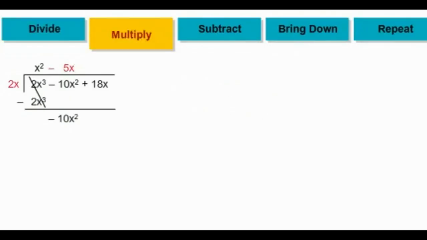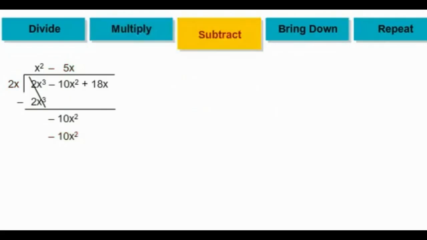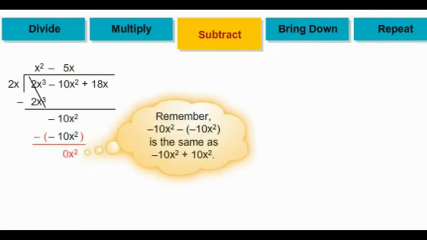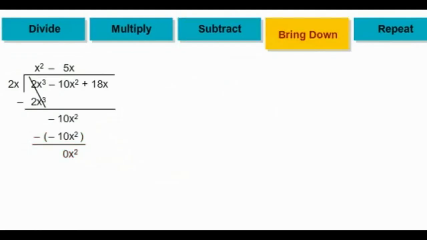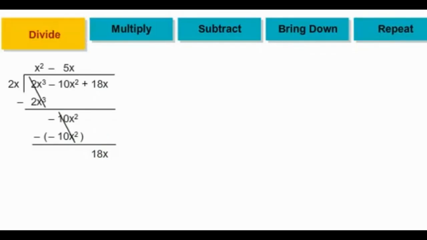Multiply. Negative 5x times 2x is negative 10x squared. Subtract. Negative 10x squared minus negative 10x squared is 0x squared. Bring down the next term. Again, you can remove 0x squared since it just has a value of 0. Repeat the process. Time to divide again.